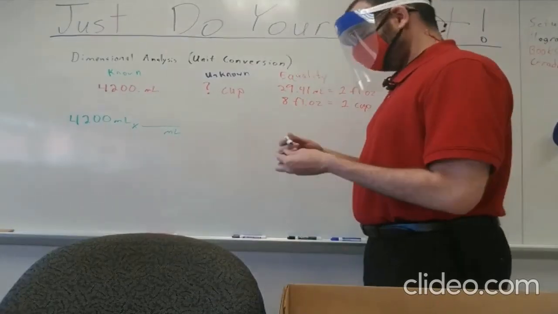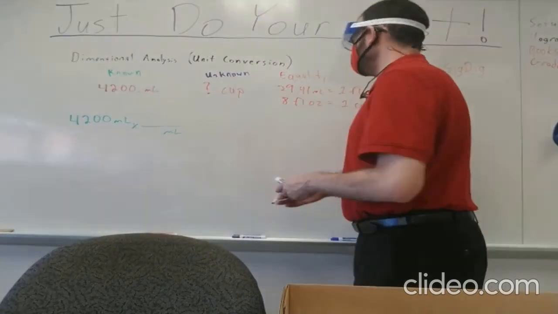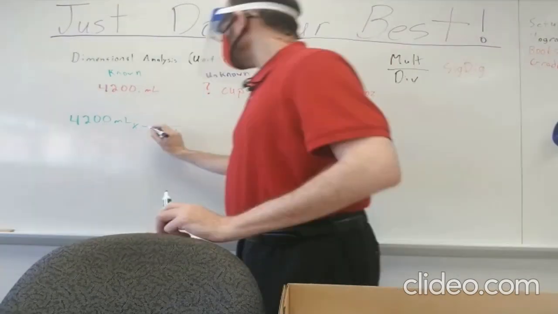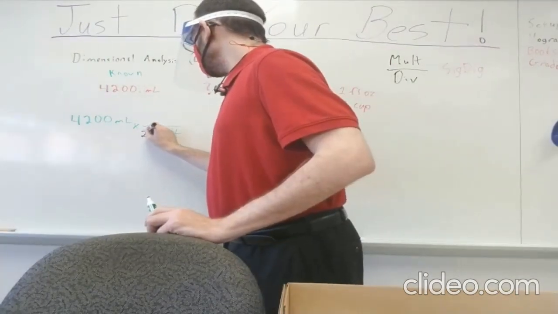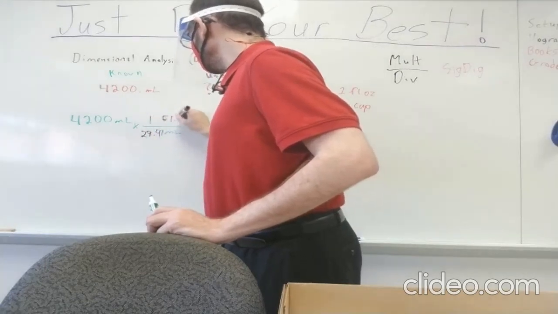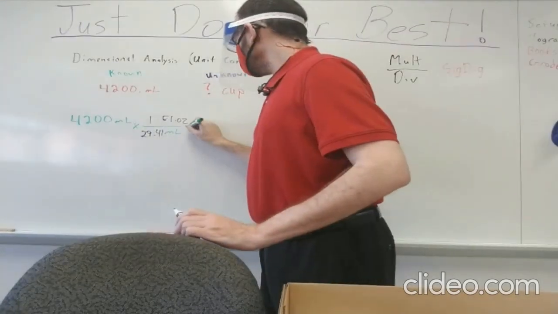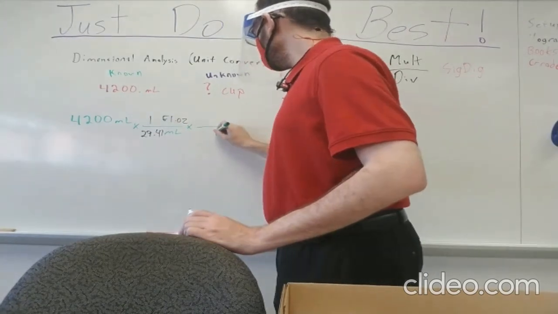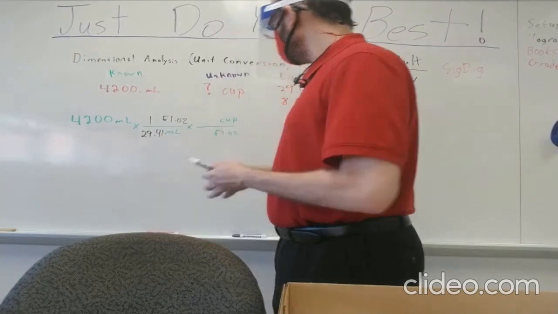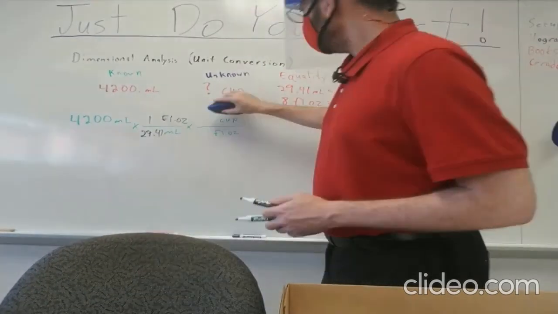Now, if I look at my equalities, my first equality there is 29.41 milliliters equals a fluid ounce. So I'm going to put that there. 29.41 milliliters is equal to 1 fluid ounce. Fluid ounce is not what I'm looking for, so I do another times line and I bring fluid ounces down and I change that to cups. Sorry, jumped the gun as far as my color coding.